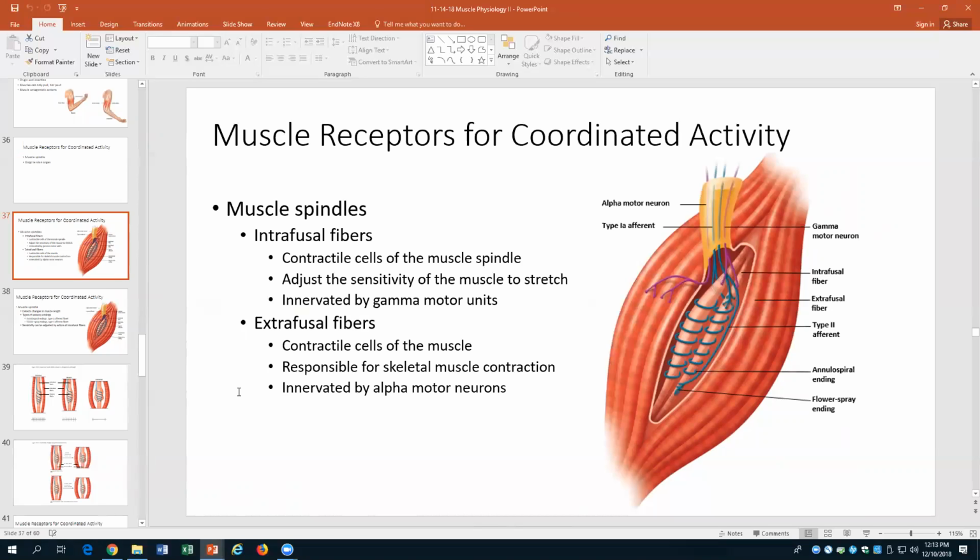Which one is bigger, did you say? So the fibers aren't necessarily bigger, but the axon diameter, so that nerve, is bigger. The alpha motor neurons, which innervate the extrafusal fibers, are bigger. So the axon diameter is bigger for the alpha motor neuron, as opposed to the gamma.